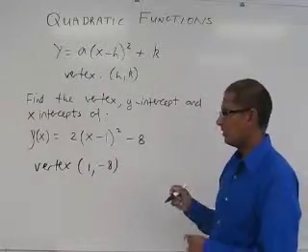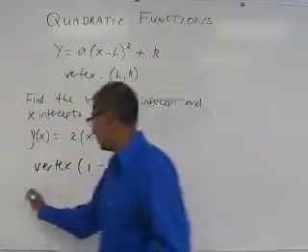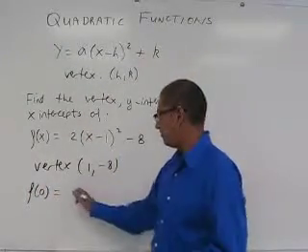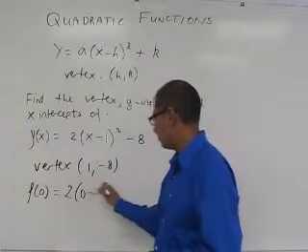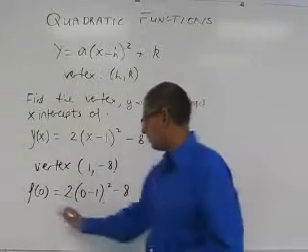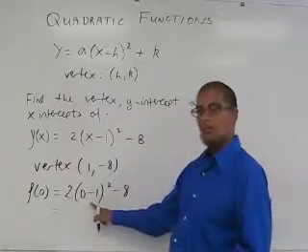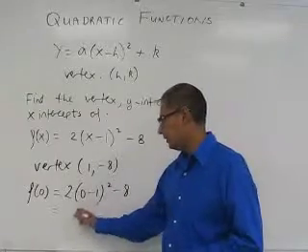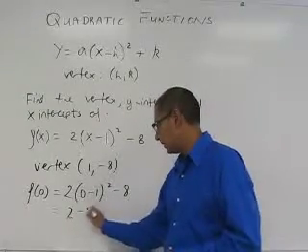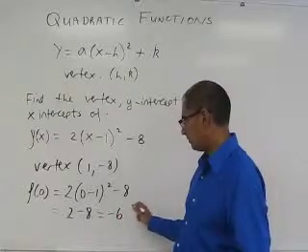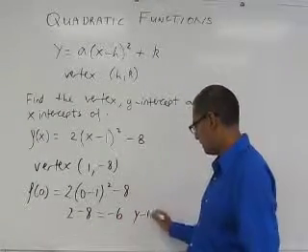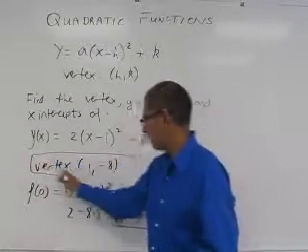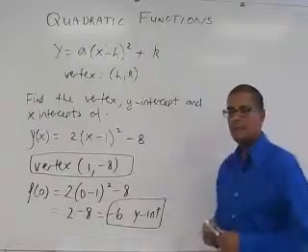Secondly, if I want the y-intercept, we plug in 0 for x. In other words, f of 0. What is f of 0? Well, let's calculate this out. f of 0 is 2 times (0 minus 1) squared minus 8. And if you calculate that out, 0 minus 1 is negative 1. Squared is 1. 2 times 1 is 2. So we get 2 minus 8 equals negative 6. So this is my y-intercept. So we have a y-intercept at negative 6 and a vertex at (1, negative 8).